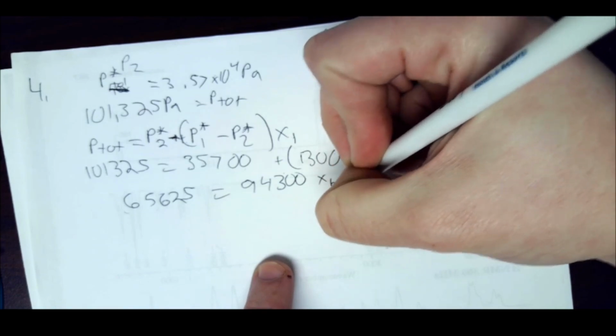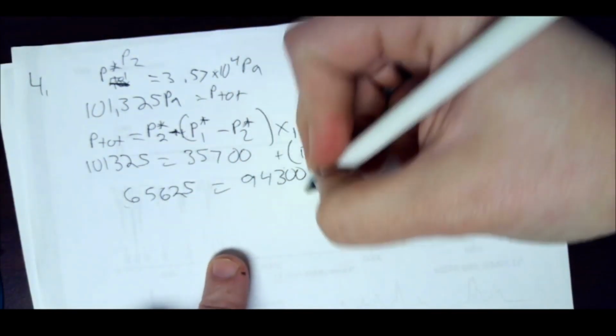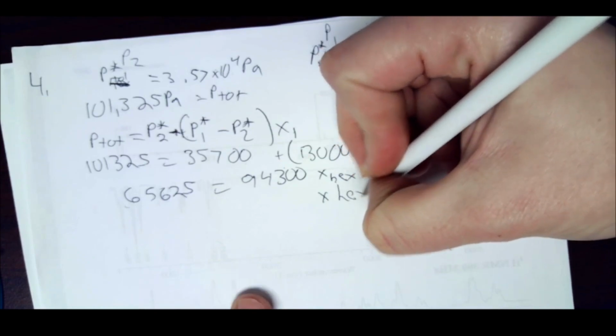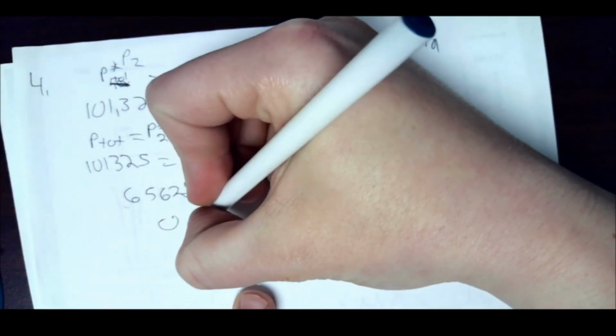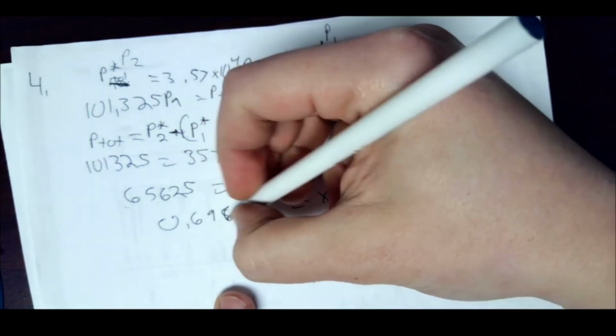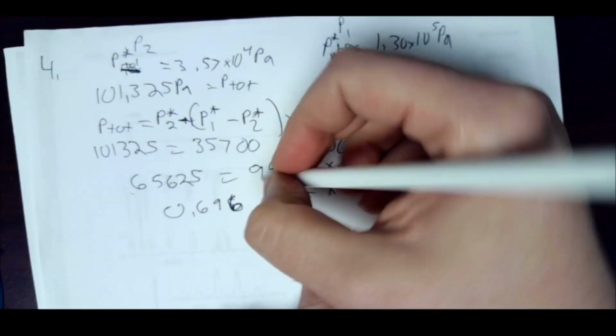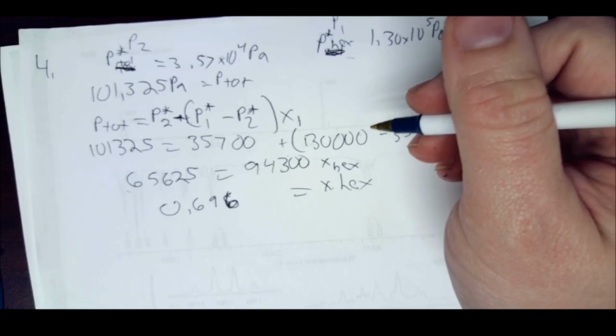And you could do it either way, as long as you remember what mole fraction you're solving for. So 65,625 divided by 94,300 gives you a mole fraction of hexane, X of hexane, of something like 0.6959. So we'll just say 0.696 as our mole fraction of hexane. So that is our answer for A.